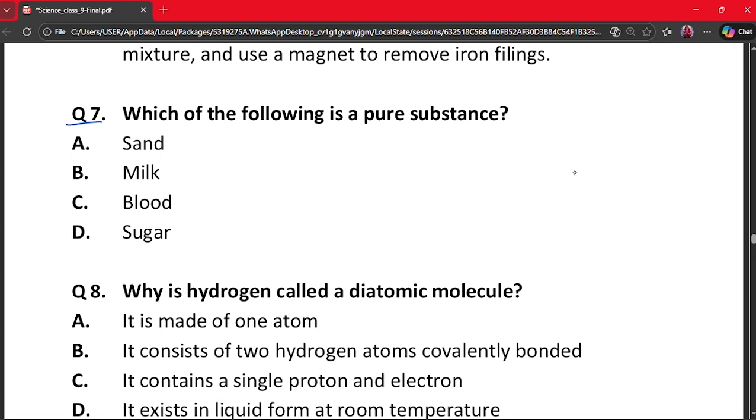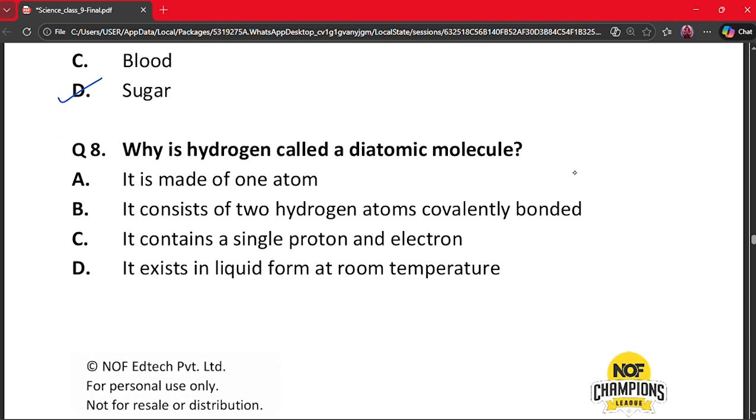Blood, and D. Sugar. The correct answer is sugar, because sugar is a pure chemical compound with fixed composition, and sand, milk, and blood are mixtures containing multiple components, hence sugar is the pure substance. Our next question is question number 8. Why is hydrogen called a diatomic molecule?